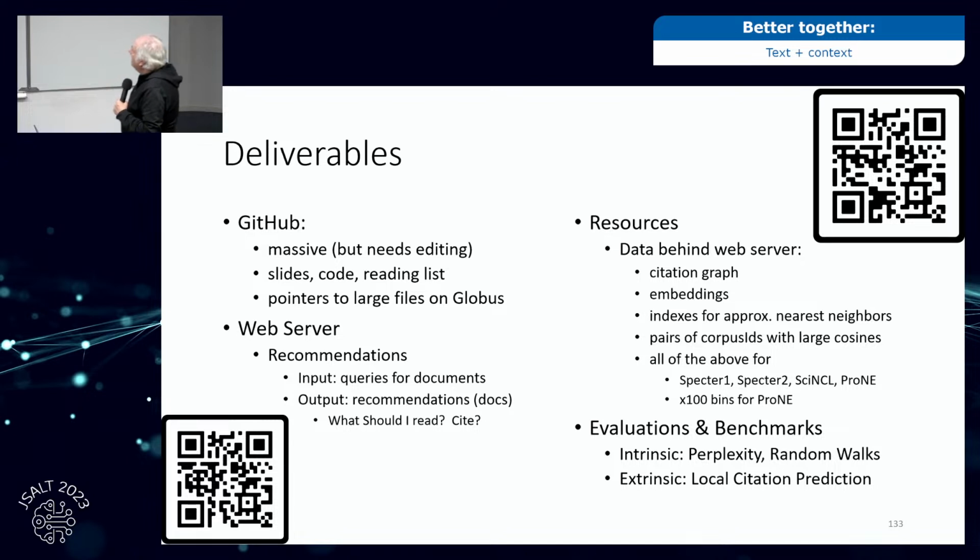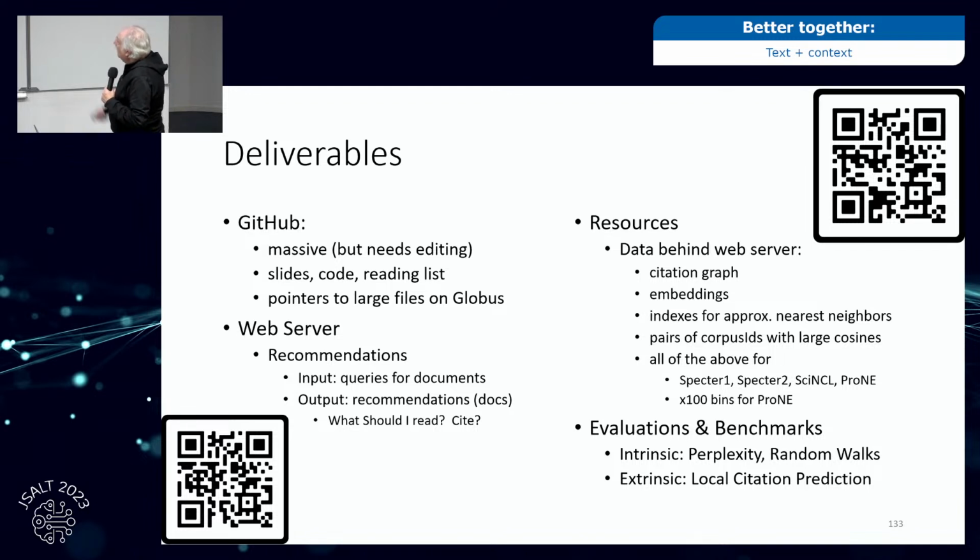Resources. We have all the data behind the web server and much more there. So we have all these citation graphs we were talking about, embeddings for all the bins, as well as embeddings for Spectre 1, Spectre 2, SciNCL, Prone. We also have link BERT. There's a lot of stuff I didn't even put here.